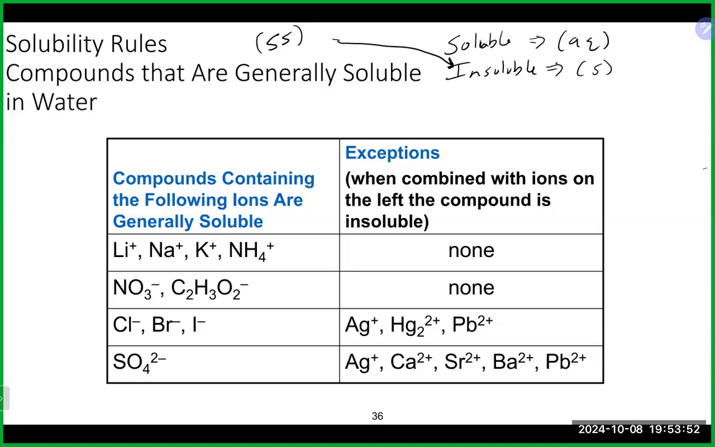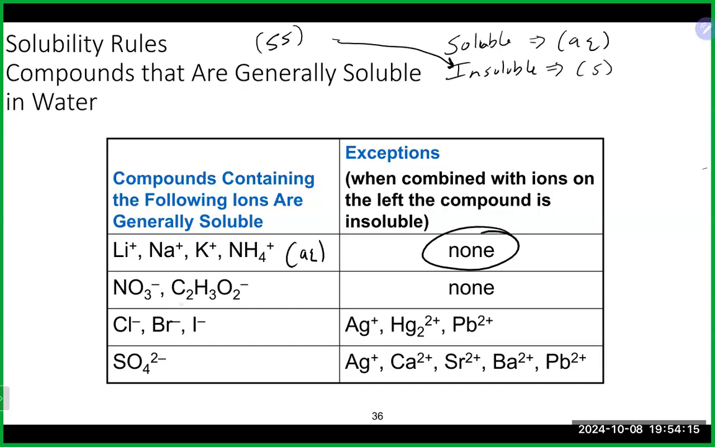Basically, anybody in group 1 and ammonium are going to be soluble, which means they will get the aqueous symbol. There are no exceptions, which means if you see a chemical formula that contains anybody from group 1, or anybody that has ammonium in it, you know it's going to be soluble, it's going to be aqueous, it's going to be a solution. You don't even have to worry about it.